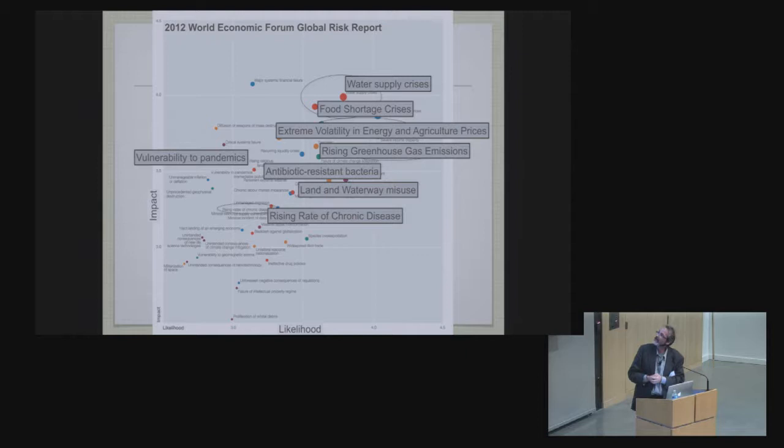There's land and water misuse, land misuse in particular. We're not using land the way it should be used. Rising rate of chronic disease and vulnerability to pandemics. So these are all things that they call out as being important.